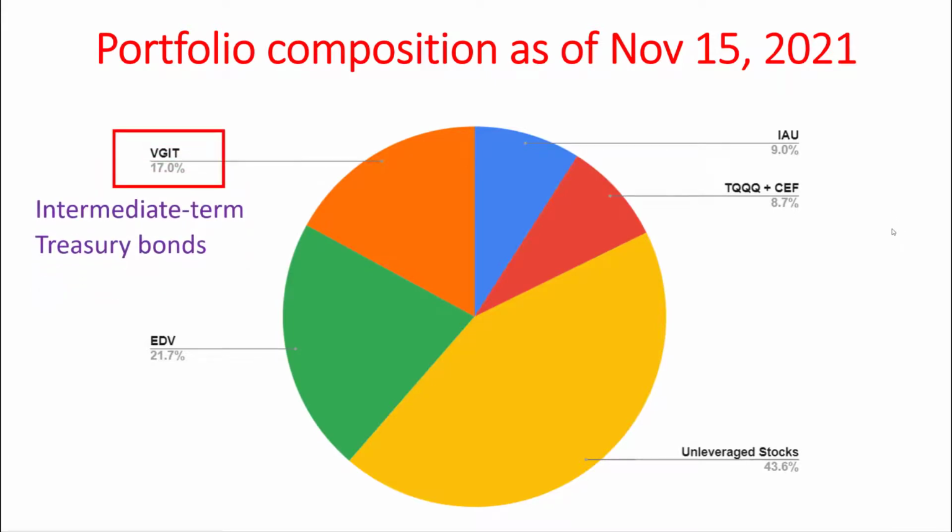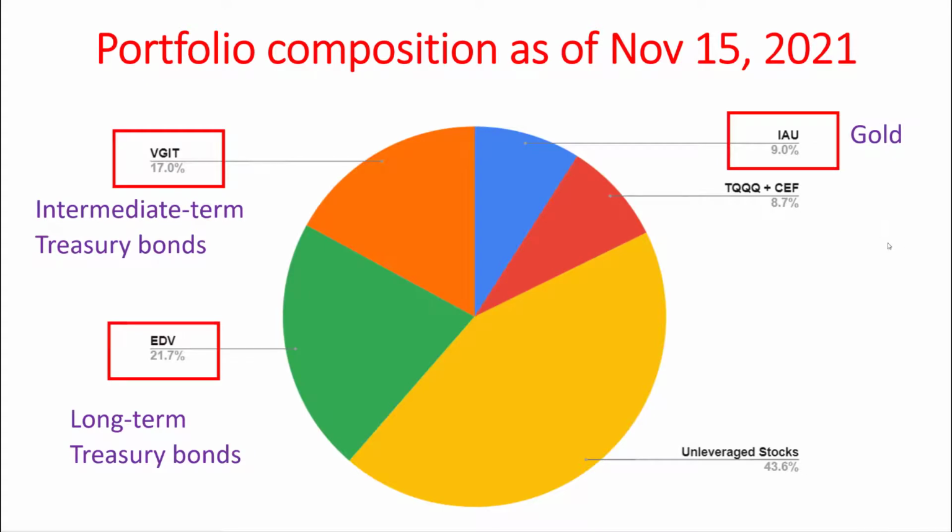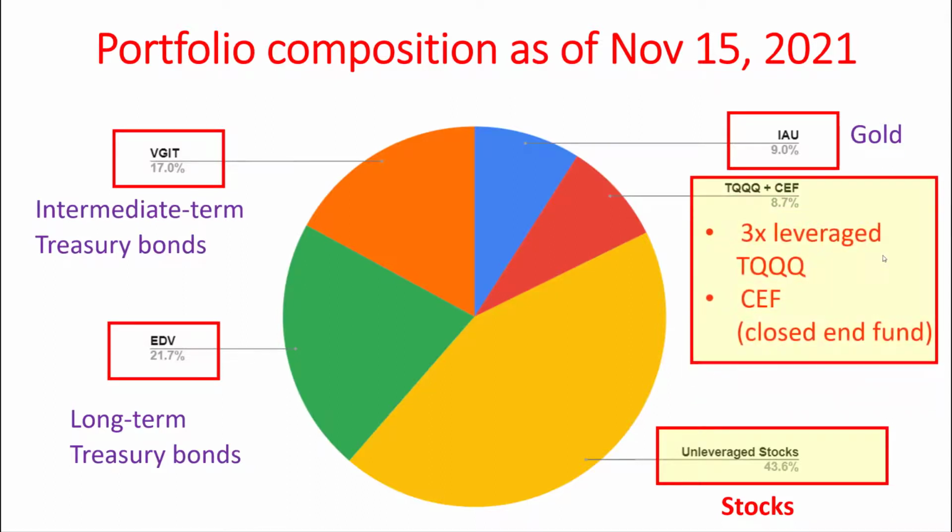First, intermediate term Treasury bonds, 17%. Second, long-term Treasury bonds, 21.7%. Third, gold, 9%. Fourth, unleveraged stocks, 43.6%. And finally, the leveraged stocks at 8.7%.